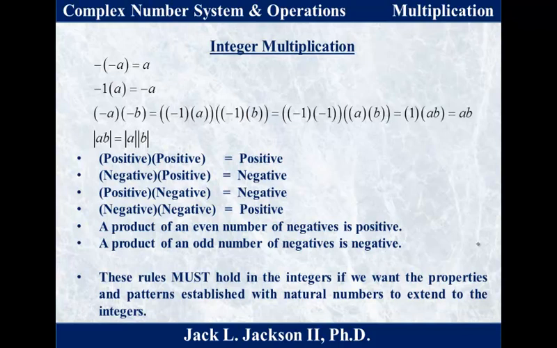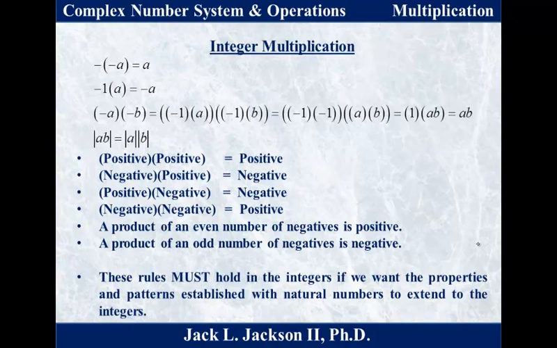Well, some of this is pretty obvious. Two positives multiply together get a positive. A negative and a positive, or a positive and a negative multiply together in either order, gives us a negative. But as we've seen, two negatives multiplying together gives us a positive. You can think of the two negatives canceling each other out.